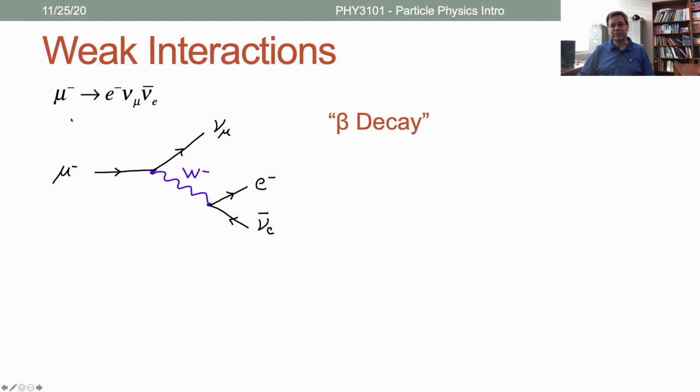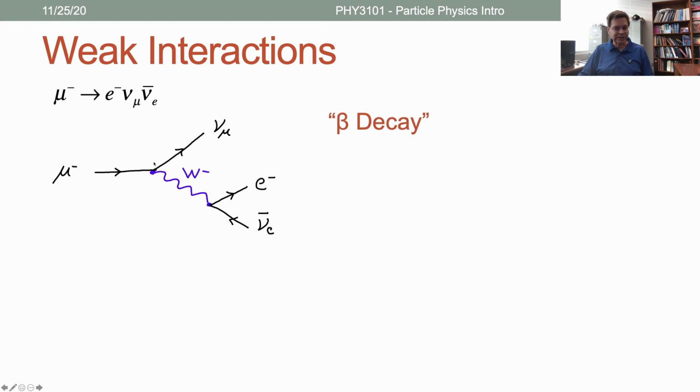Let's start, for example, with the decay of a muon into an electron, and then we have to conserve lepton number for each species of lepton, a muon neutrino and an anti-electron neutrino. So here's how that goes. I have a muon coming in, and it's going to decay via the emission of a W minus boson, because it's got to carry that negative charge.